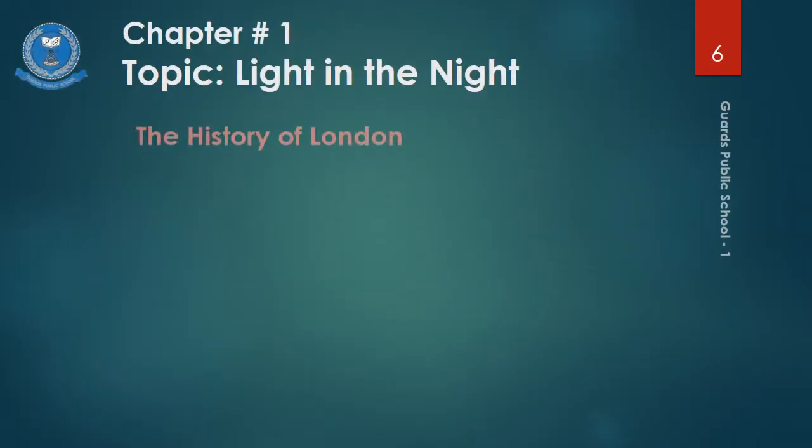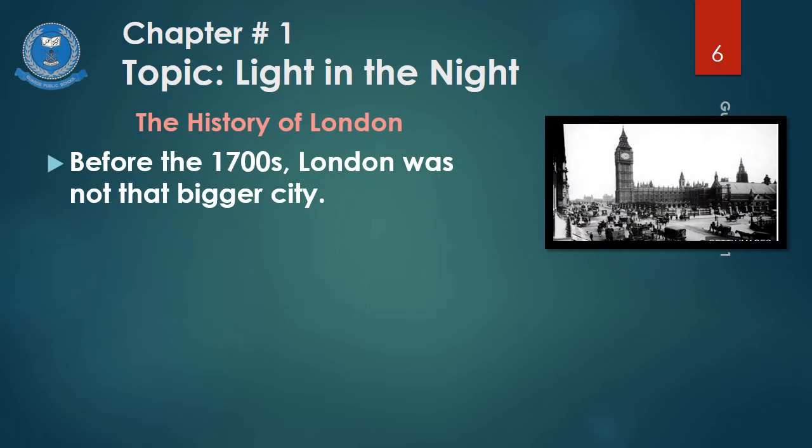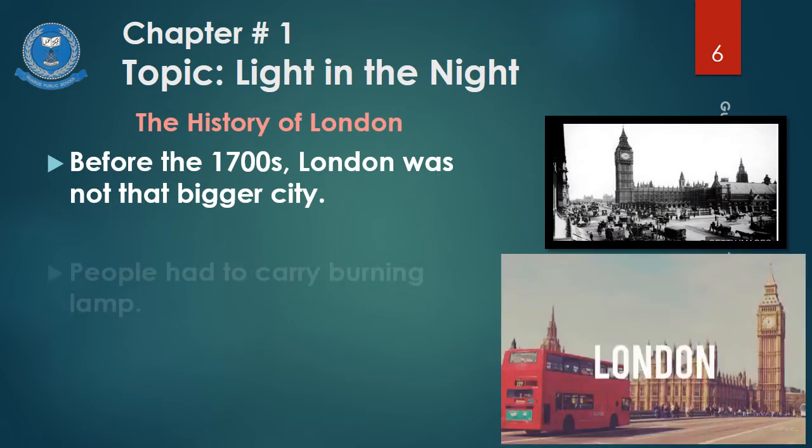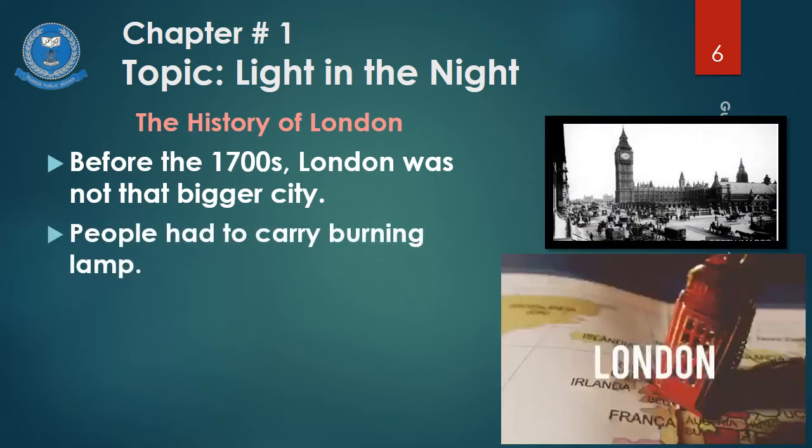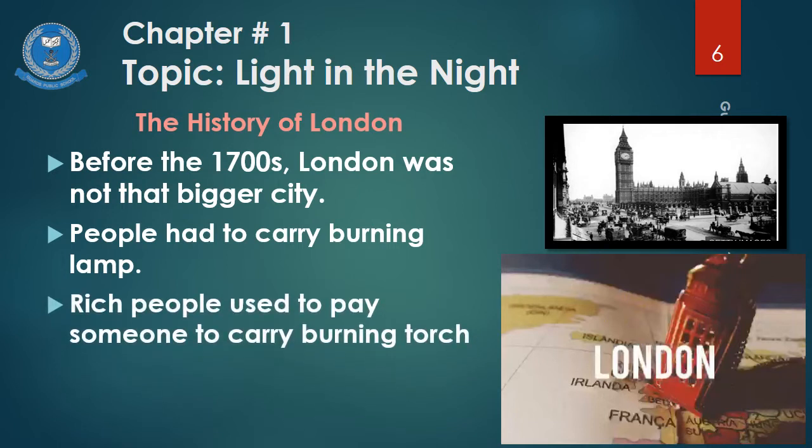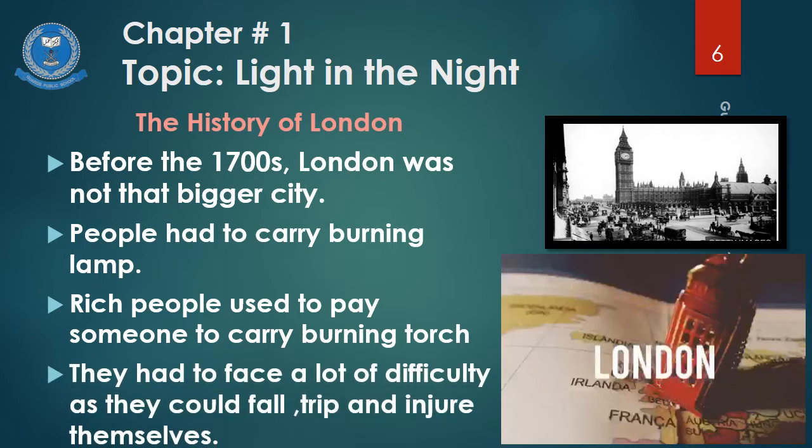The history of London before the 1700th century. People had to carry burning lamp. People who were rich used to pay someone to carry burning torch. People had to face a lot of difficulty as they could fall, trip, and injure themselves in the darkness.